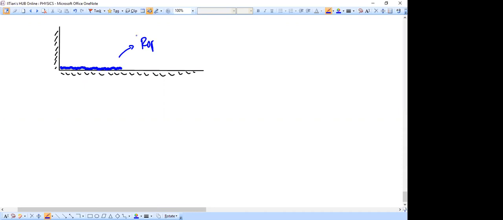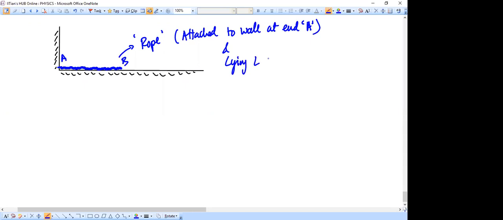So this is a rope which is attached to the wall at the end A, but it is lying loose on the floor. So in that case, what happens? The tension T is 0. There is no tensile force along it.